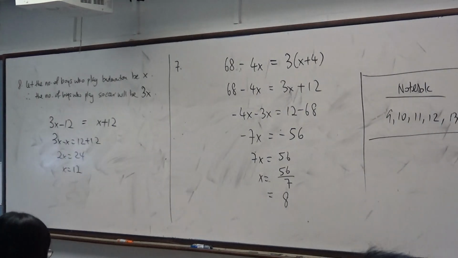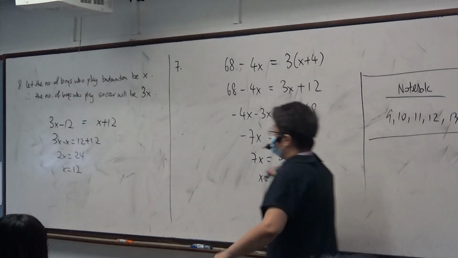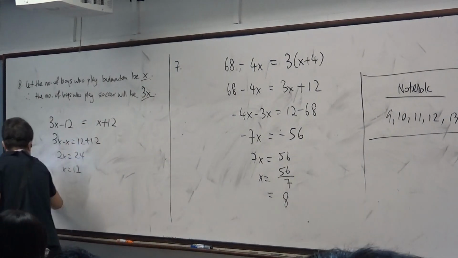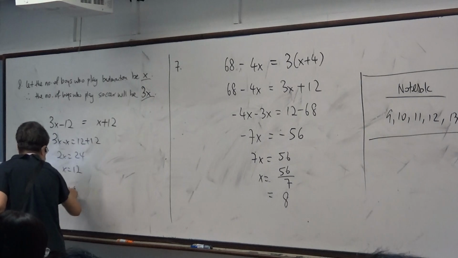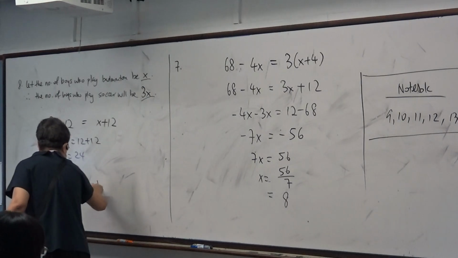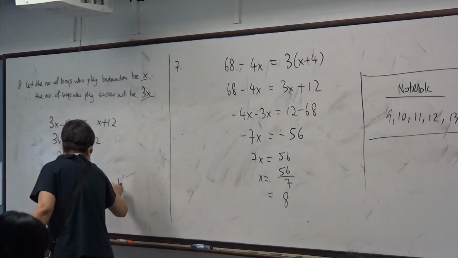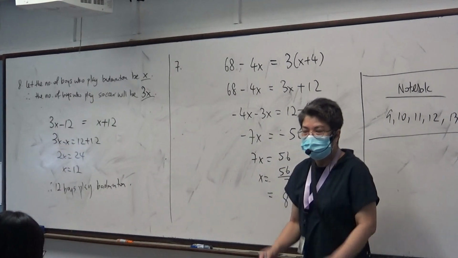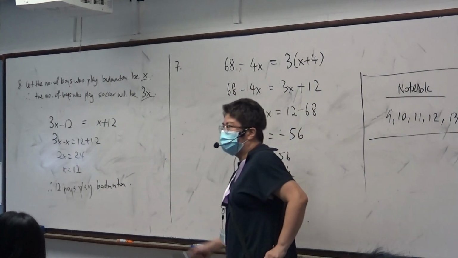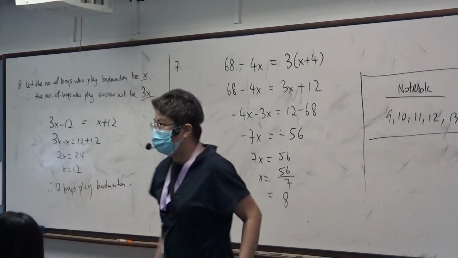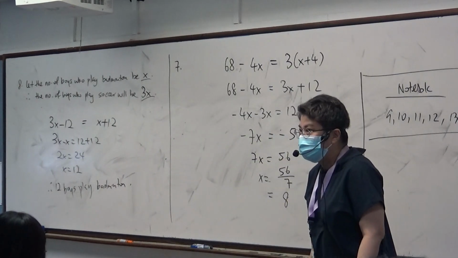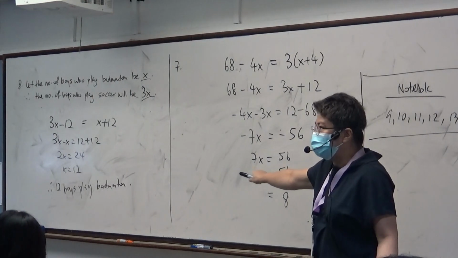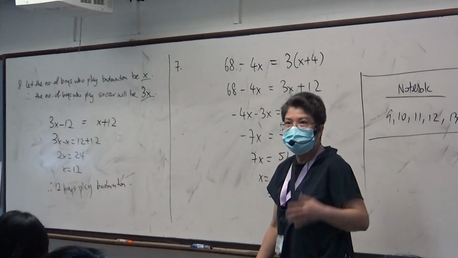Find the number of boys who play badminton. So, is it X or 3x? X, so therefore, boys play badminton. Are we clear? Now, why did I insist that you must write a concluding statement? Because the question can ask for how many boys play soccer. You understand? If they ask for soccer, is it 12? What is it? 36. 12 times 3. Everybody clear with what I'm saying?